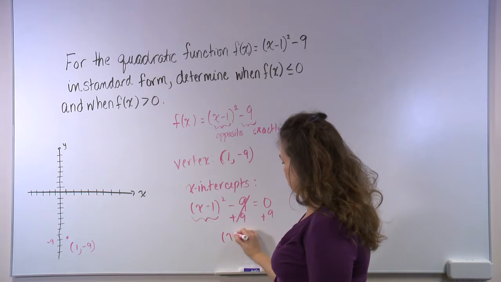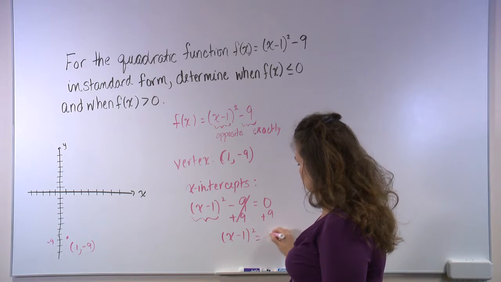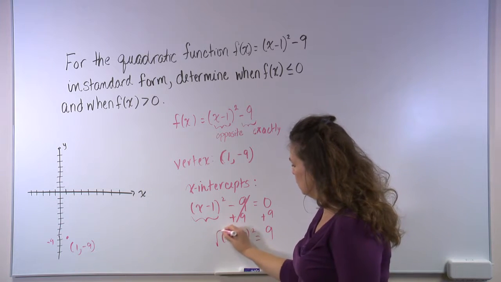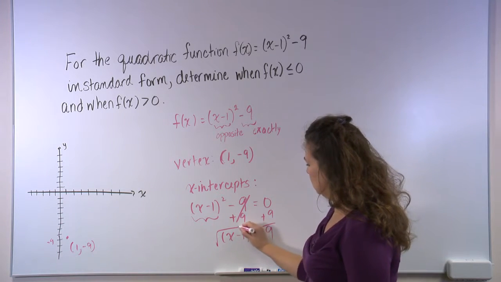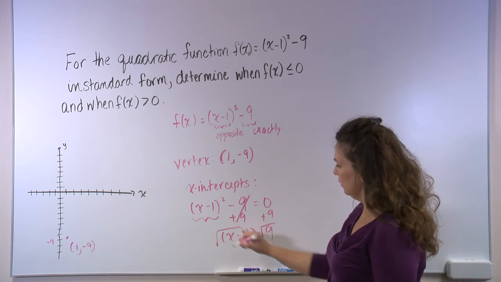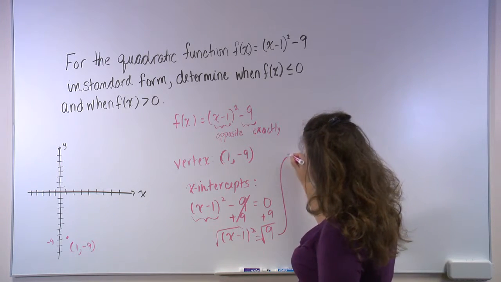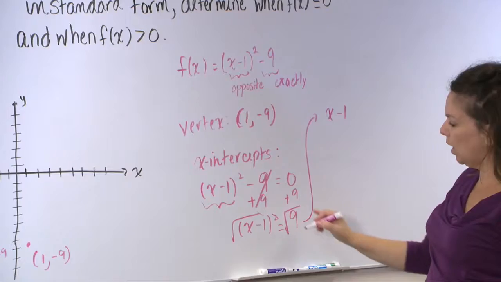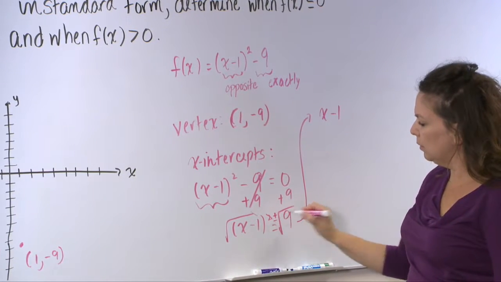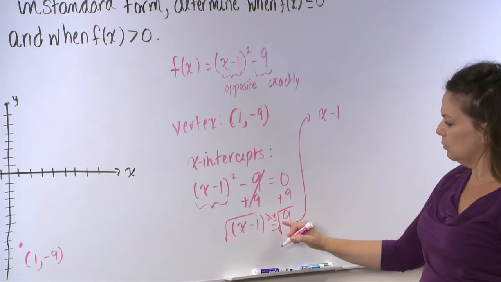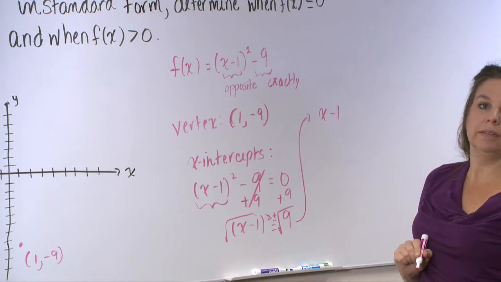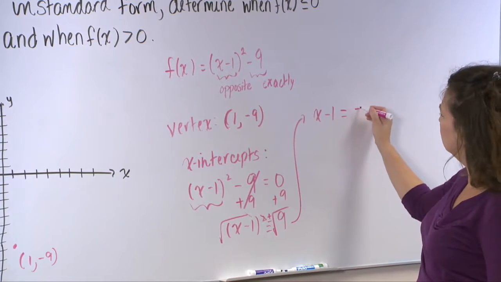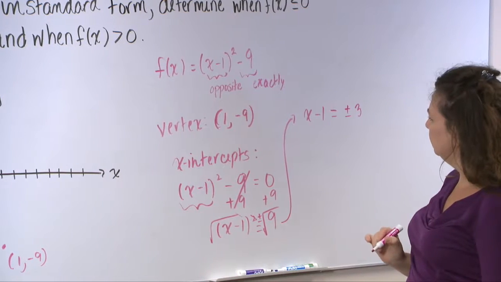Once I do this, I have x minus 1 squared is equal to 9. I want to get rid of that square, so I'm going to square root both sides. These are inverse operations of one another. They will undo one another. So then I have x minus 1, and when I've introduced the square root, I'm going to take the plus or minus case. So this is plus or minus the square root of 9. The square root of 9 is 3. So we have x minus 1 is equal to plus or minus 3.